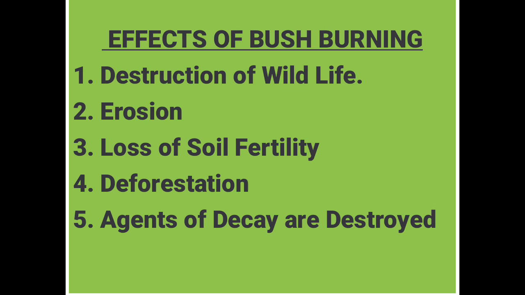Number 2, erosion. Bush burning can cause erosion. Of course, by burning down the trees, the surface of the ground will be what? Exposed to erosion, and so wind and heavy rainfall can come and wash away the topsoil and leave the land bare. Number 3, loss of soil fertility.